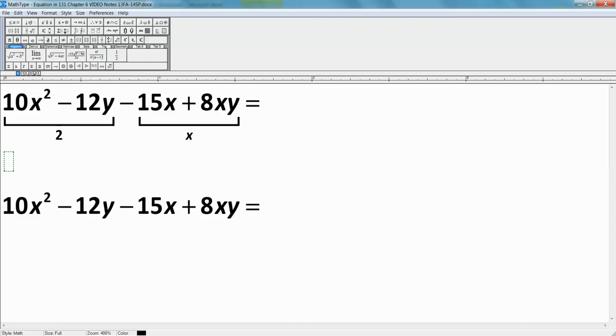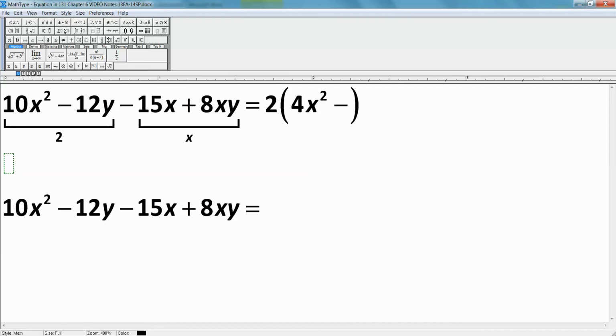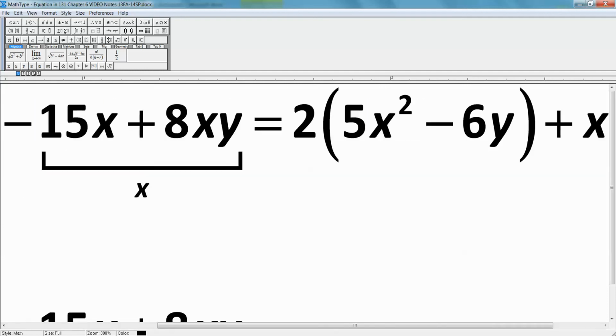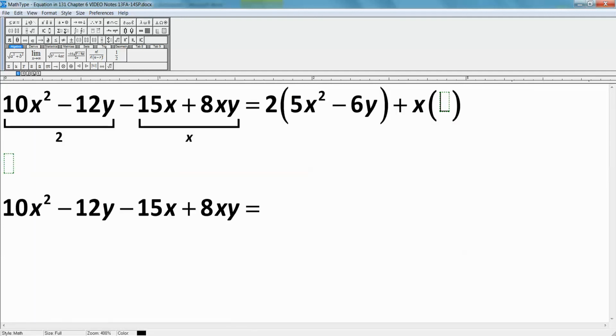All right, so if I do that, that's going to be 2 comes out and leaves you 5x squared minus 6y. Oh, 5x squared, not 4. Sorry, 5. And then if I take a plus x out, that leaves me, let's see, negative 15 plus 8y. Oh, this is awful.